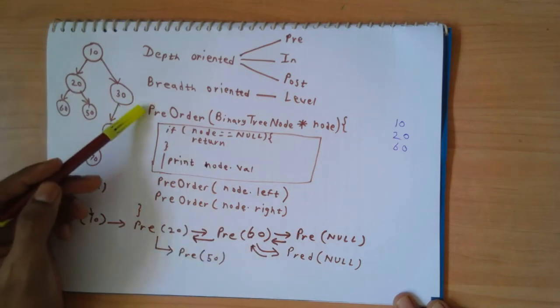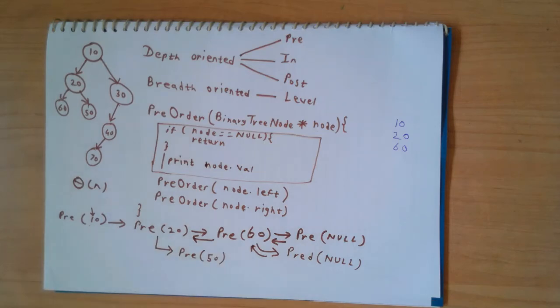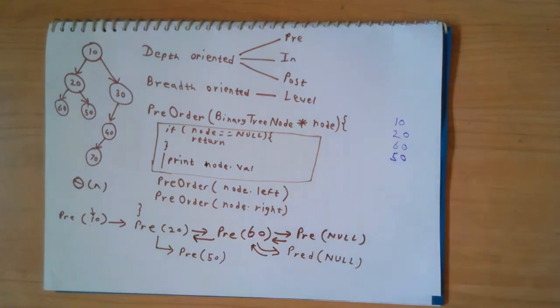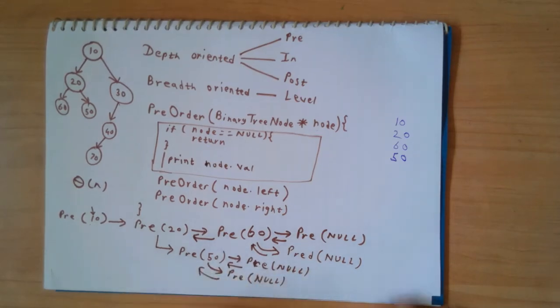First we are going to check if this node is null, this node is not null. So we are going to print the content. So I am going to add 50 here to the output, and then from 50 both children are null. So exactly the same thing will happen as at 60. I will do pre-order traversal with null. I'll come back. I'll do pre-order traversal with right child, which is null, and then I'll again come back.